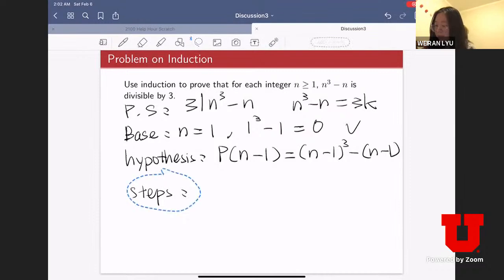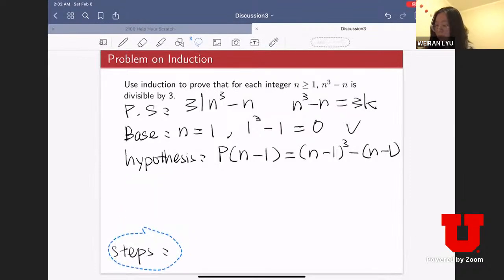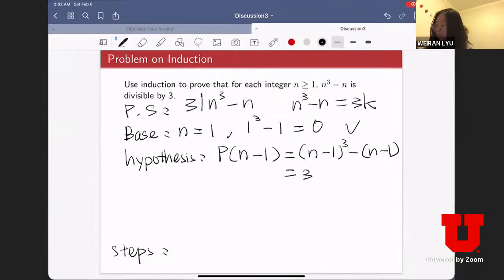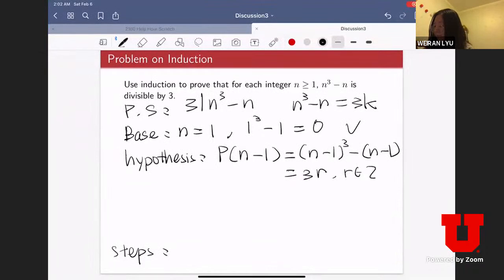I'm just going to move this below. All right, and we know that this is equal to, I can just use 3k here, or probably another variable would be better. Let me just say r. Okay.